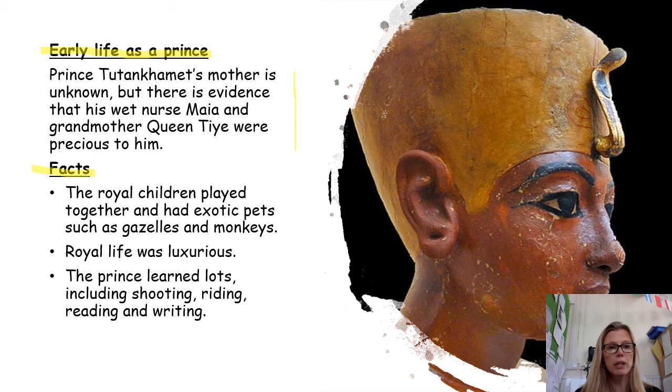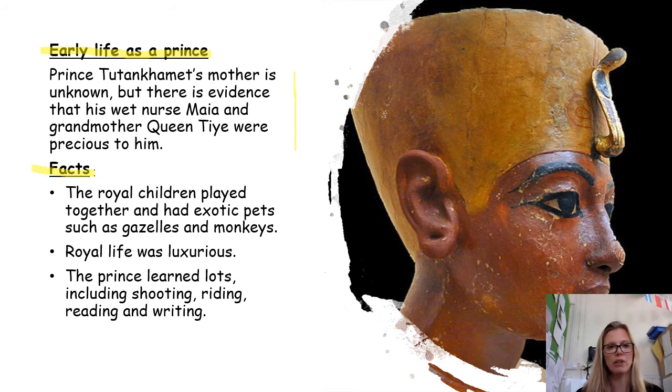What have I forgotten to put in? I've forgotten to put in the colon, so I'm going to put that in now. The colon is important because it shows that I'm going to make a list. So there it is. I've got the 3 facts. The royal children played together and had exotic pets. Royal life was luxurious. And the prince learned lots, including shooting, riding, reading and writing.